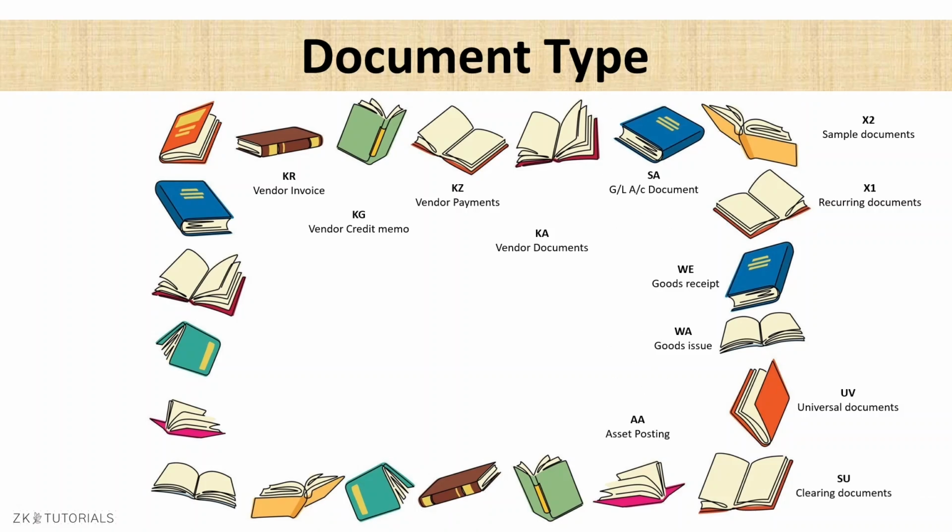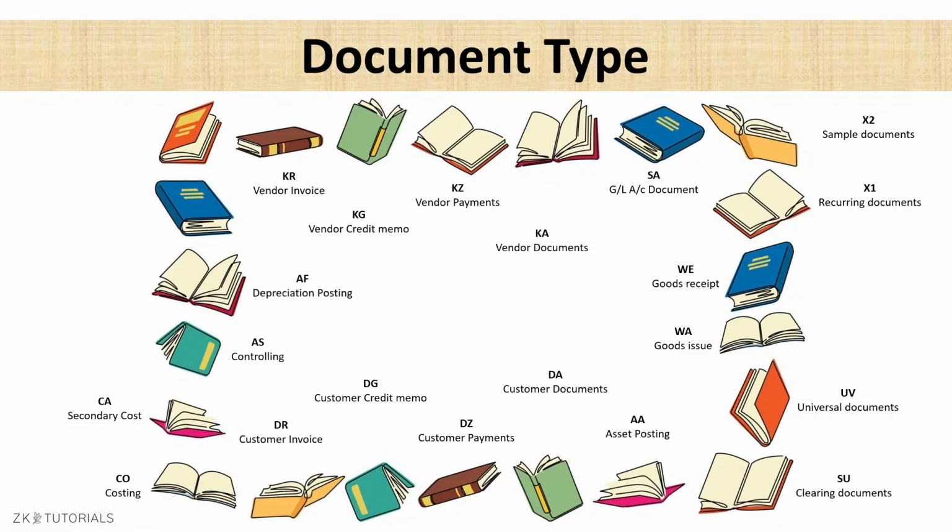AA document type is for asset posting. DA document type is used for customer documents. DZ is used for customer payments. DG is for customer credit memo. DR is for customer invoice. And CO is for costing. And CA is for secondary cost. AS is for controlling, and the document type AF is used for depreciation posting. AB is used for accounting document.